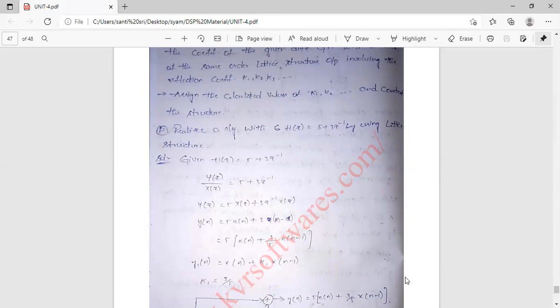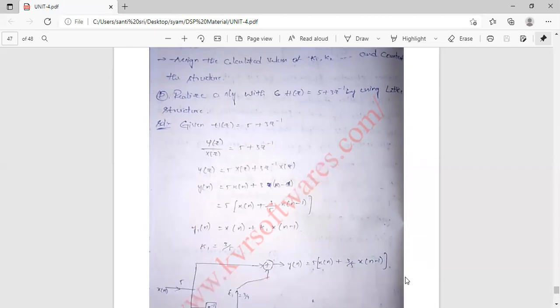Then H of z is nothing but Y of z by X of z. So H of z is given as 5 plus 3 into z power minus 1. So Y of z is equal to 5 into X of z plus 3 into z power minus 1 into X of z. Then y of n equal to 5 into x of n plus 3 into x of n minus 1, right? So 5 into x of n plus 3 by 5 into x of n minus 1.